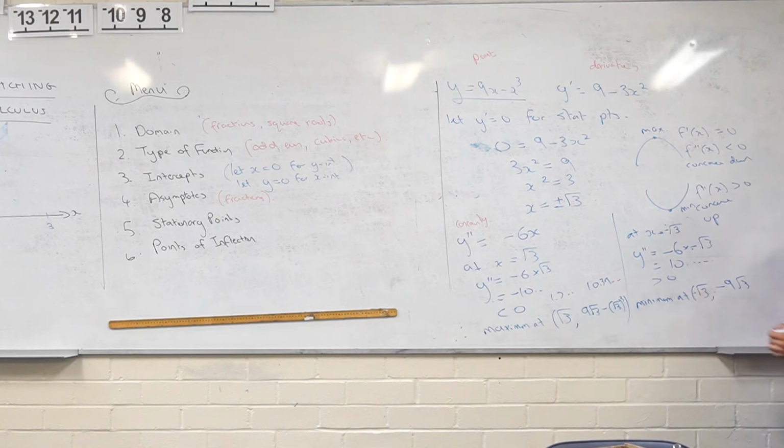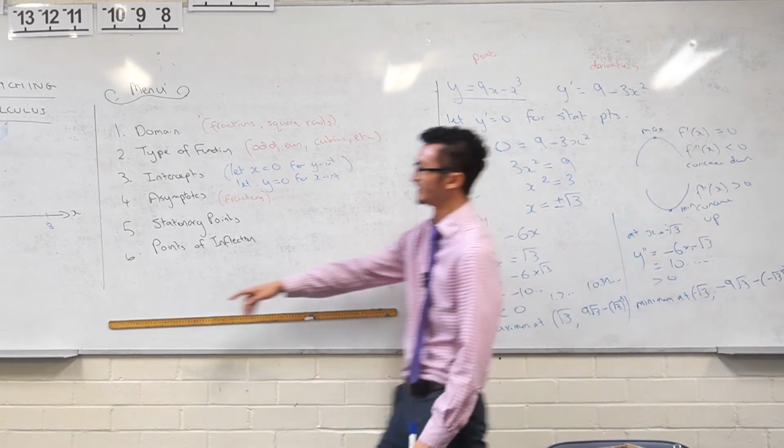Oh, yeah, sorry, yeah, cool, thanks. Thanks, Laura. And then negative 9 root 3 minus root 3, all cubed. Yep. Yeah, awesome. And I think it's the same value, actually, but just down over here, right?